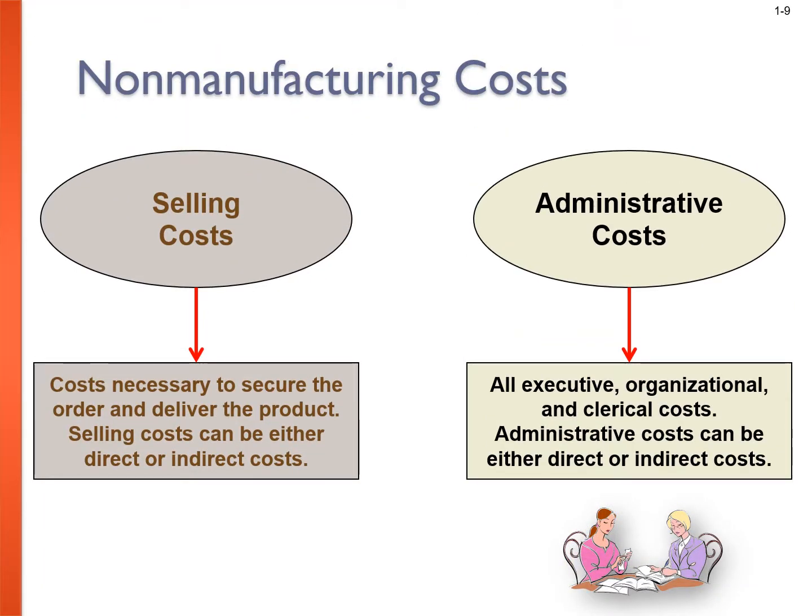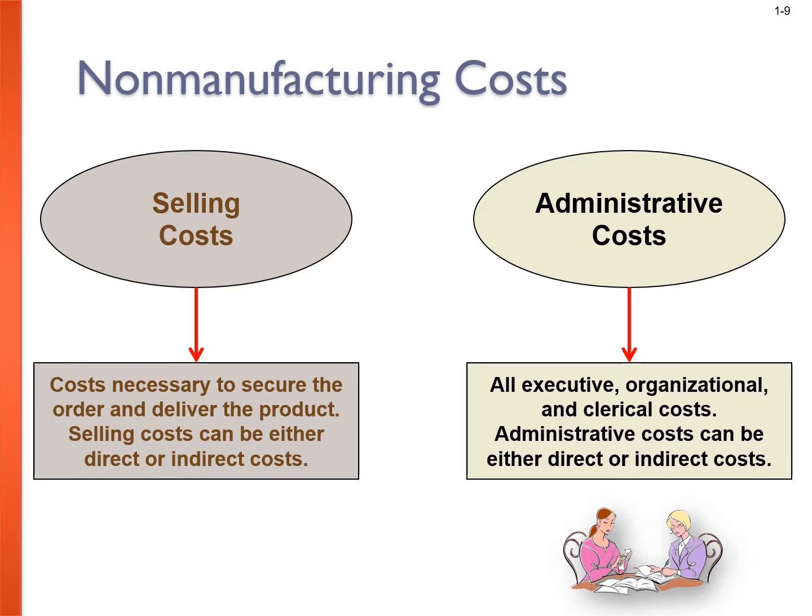So those are the costs associated with the product, the manufacturing costs. Then we have non-manufacturing costs that could be associated with the product but are not necessary to make the product. Selling costs. These are costs to secure the order and delivery of the product. They can be either direct or indirect, like advertising, sales commissions, the delivery truck to deliver the product.